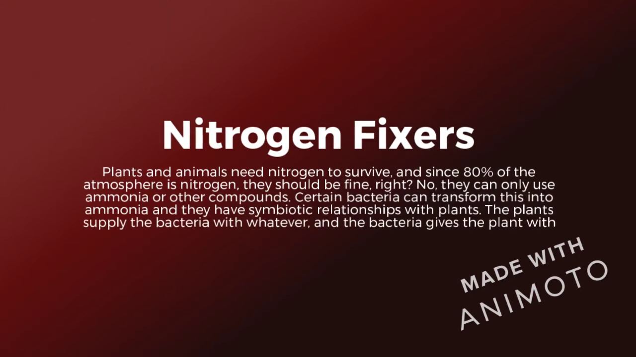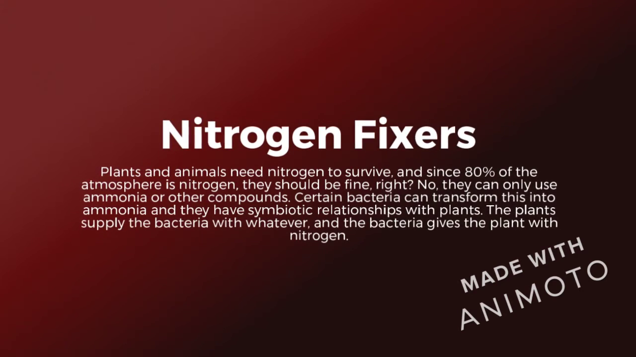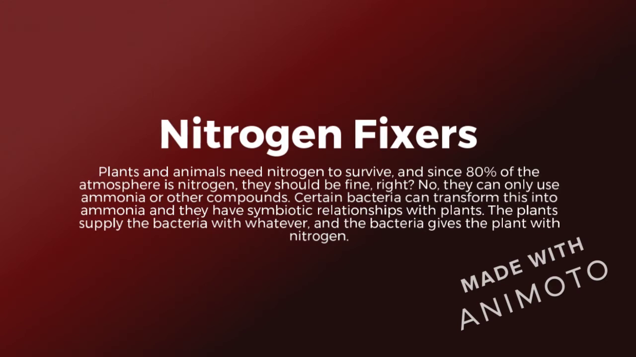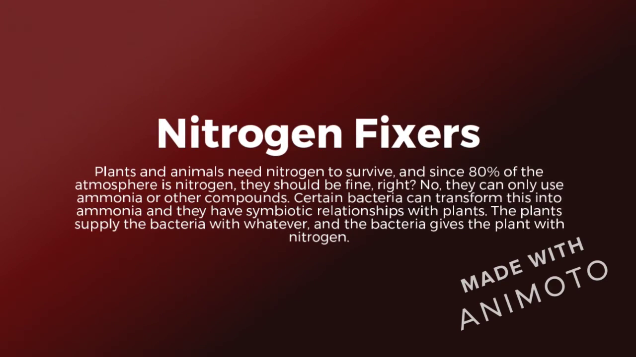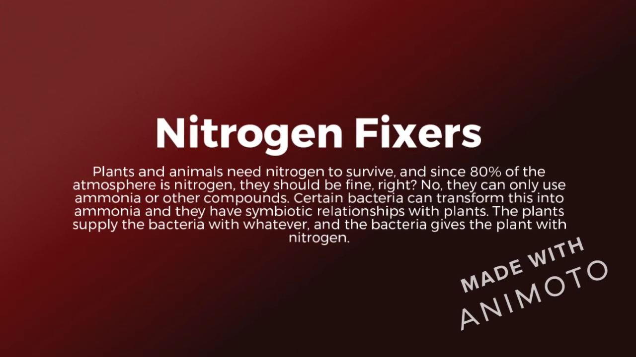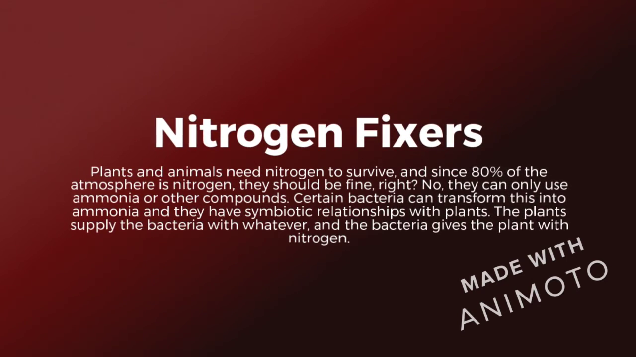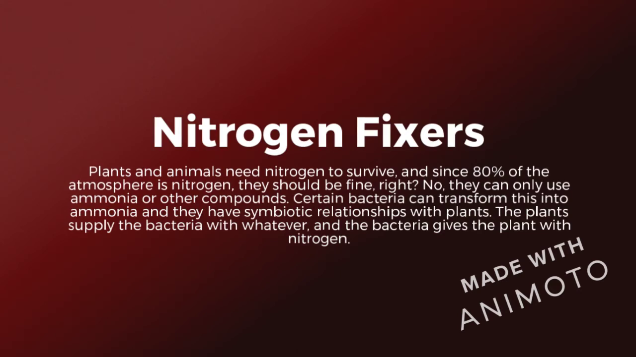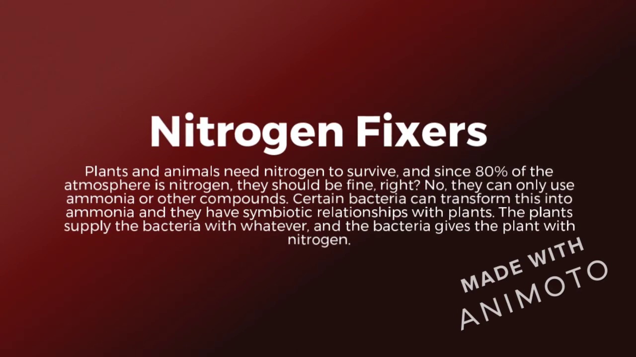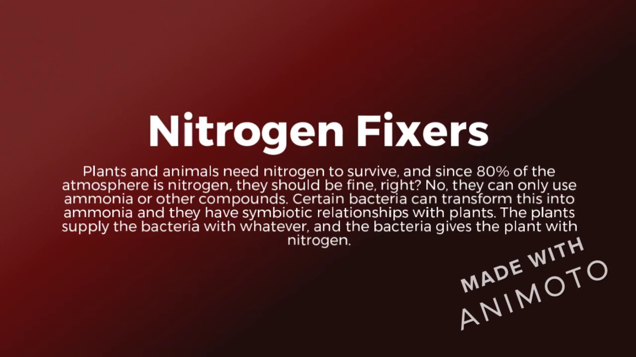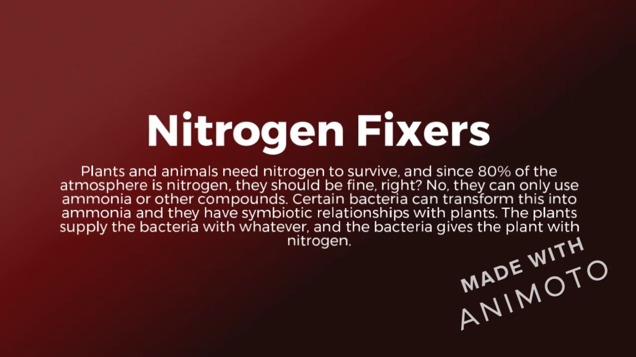Nitrogen fixers. Plants and animals need nitrogen to survive, and since about 80% of the atmosphere is nitrogen, they should be fine, right? No, they can only use ammonia or other compounds. Certain bacteria can transform nitrogen into ammonia, and they have symbiotic relationships with plants. The plants supply the bacteria with nutrients, and the bacteria give the plant nitrogen.